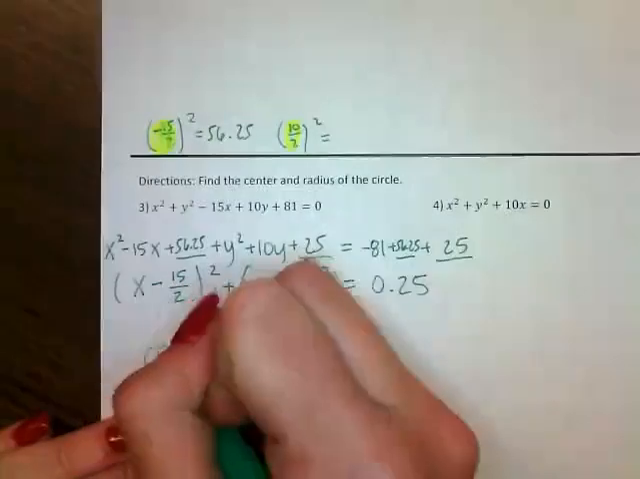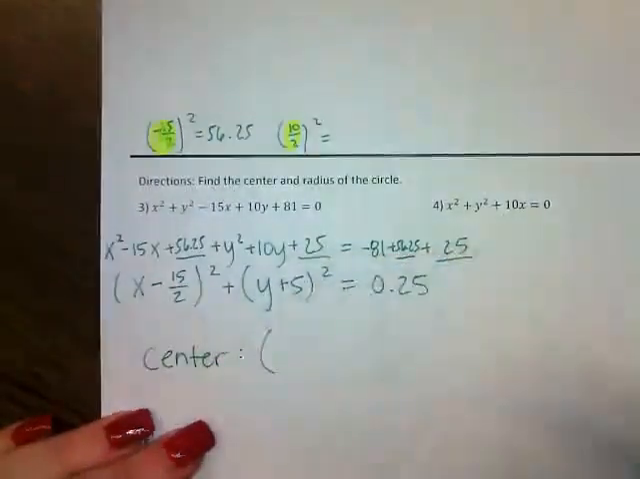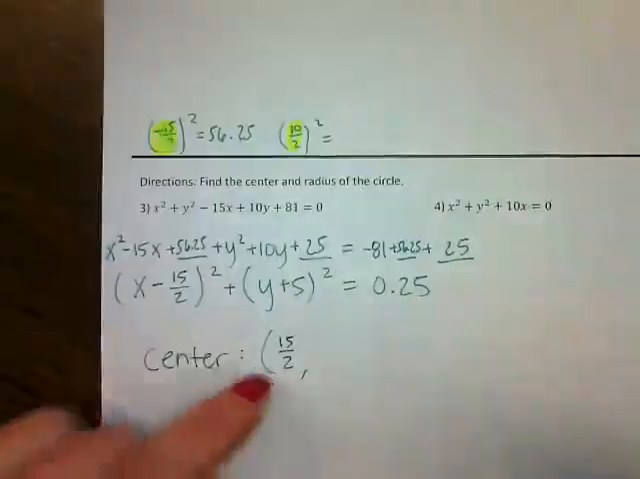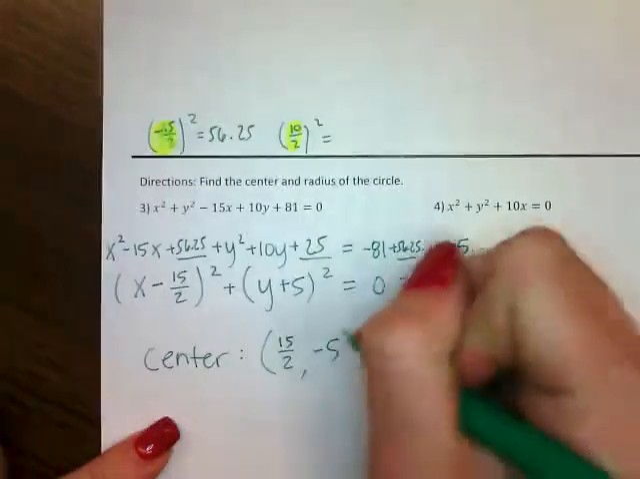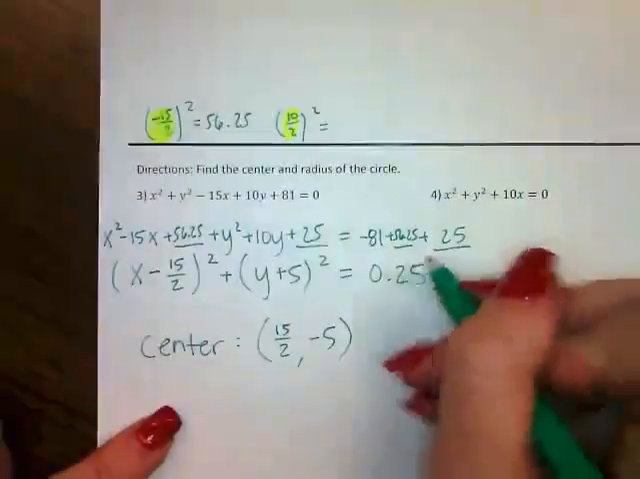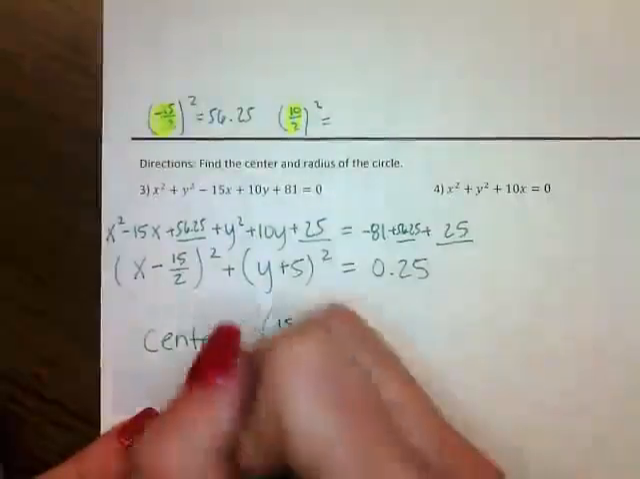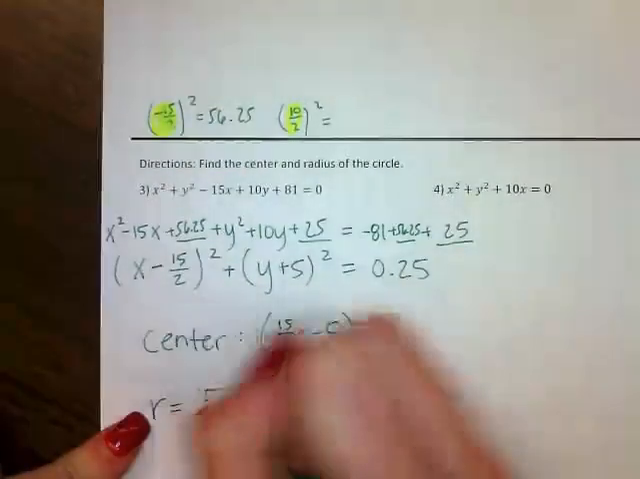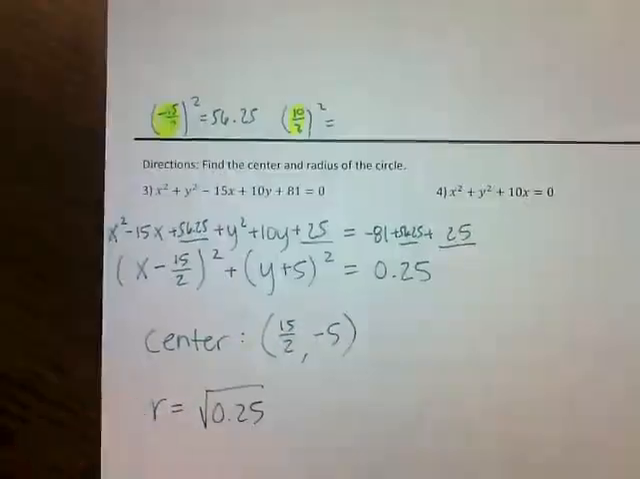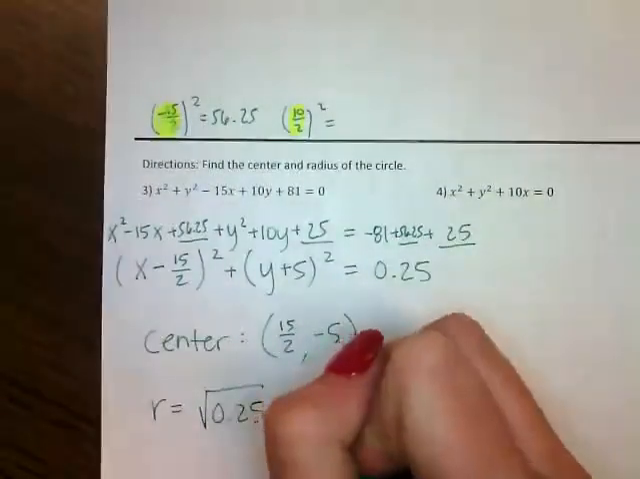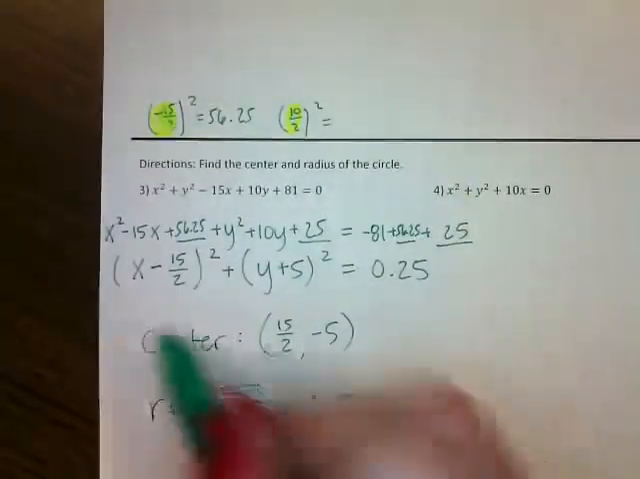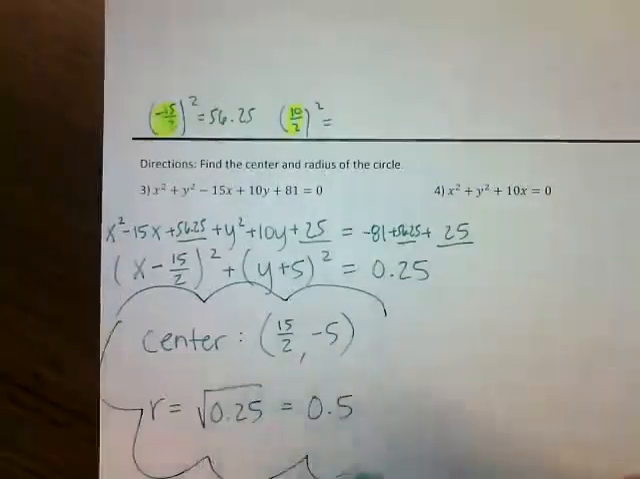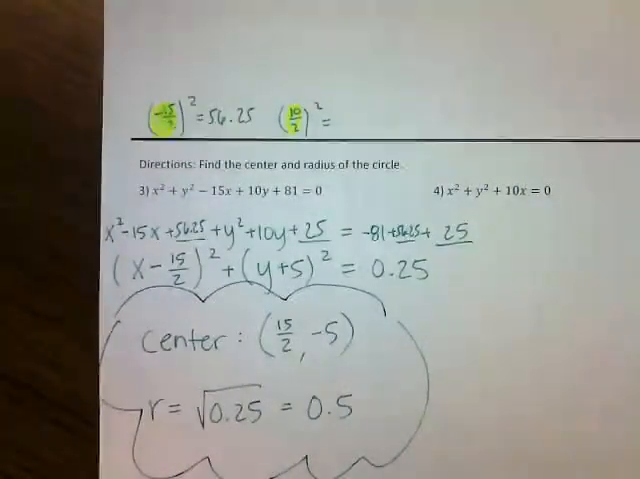Okay, this is now in standard form, so I can turn to finding the center and the radius. My center is going to be 15 halves. If you wanted to represent that as a decimal, that's perfectly fine, comma, negative 5. And remember, this is representing my r squared. So to come up with just my radius, I have to take the square root of 0.25. Okay, the square root of 0.25 is 0.5 or 1/2. So that's the final answer for the center and radius. Let's move to the next example.